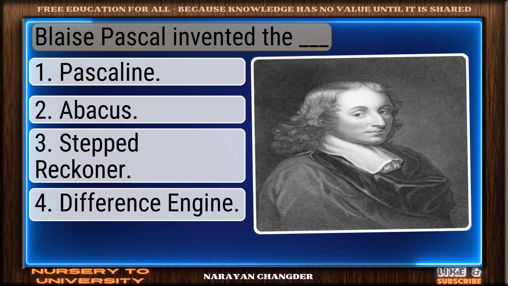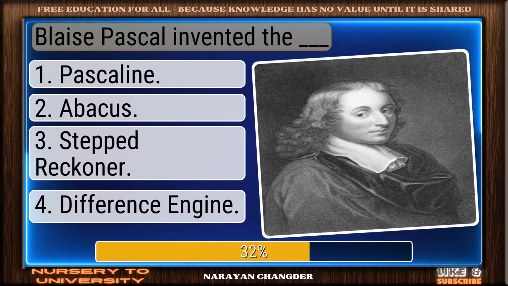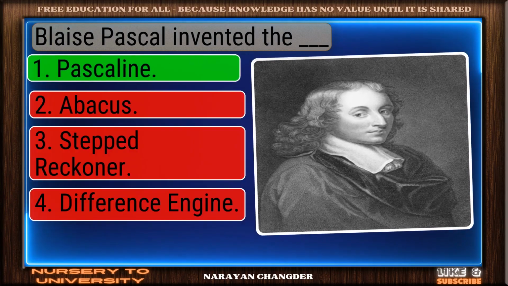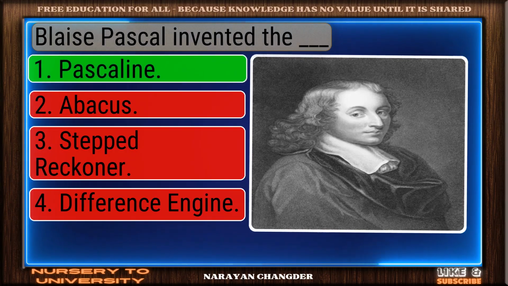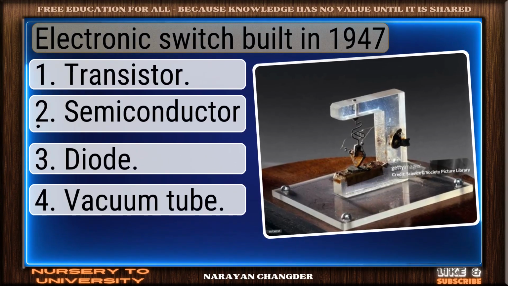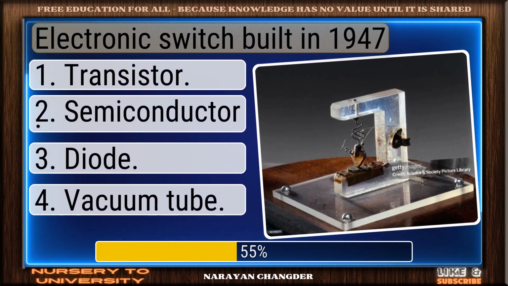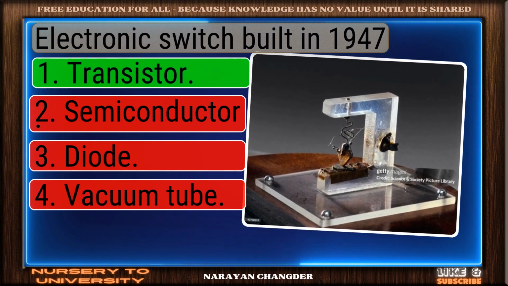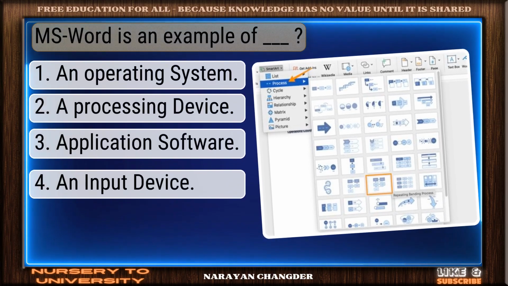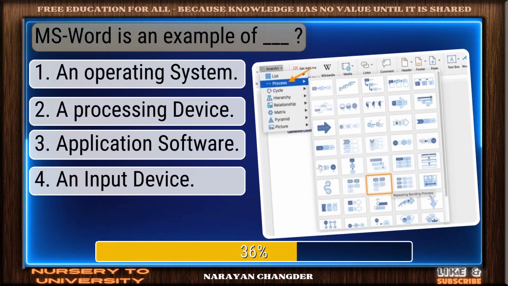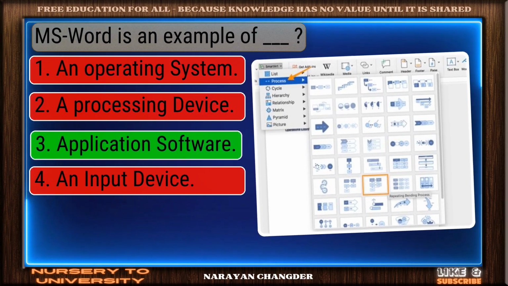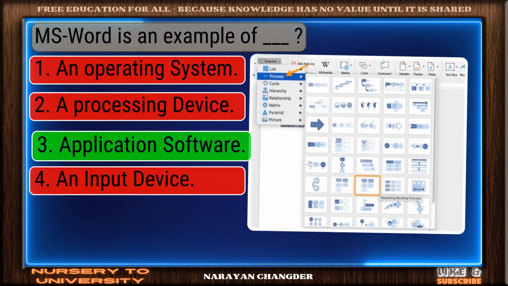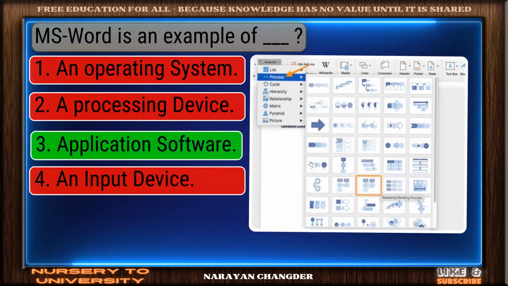Blaise Pascal invented the dash. Nice work. Pascaline fits perfectly. Electronic switch built in 1947. You chose transistor. Correct. MS Word is an example of dash. Excellent. Application software is well reasoned.